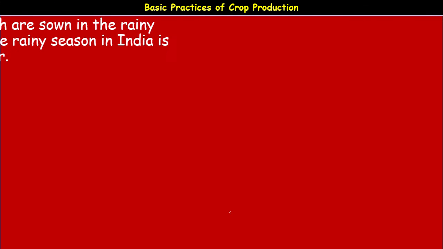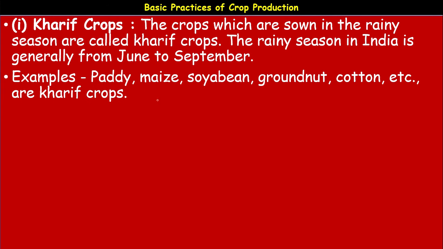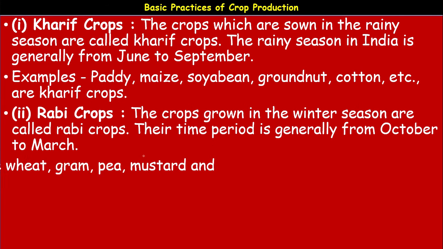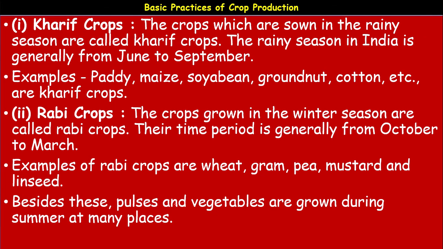Next, the basic practices of crop production. So, once again, the crops which are sown in the rainy season are called Kharif crops. The rainy season in India is generally from June to September. The Rabi crops, winter crops, examples: wheat, gram, pea, mustard and linseed. Besides these, pulses can be grown in the month of March, April, that is the Zaid crop.